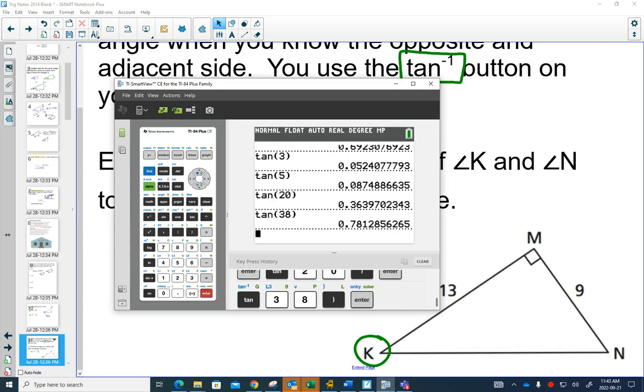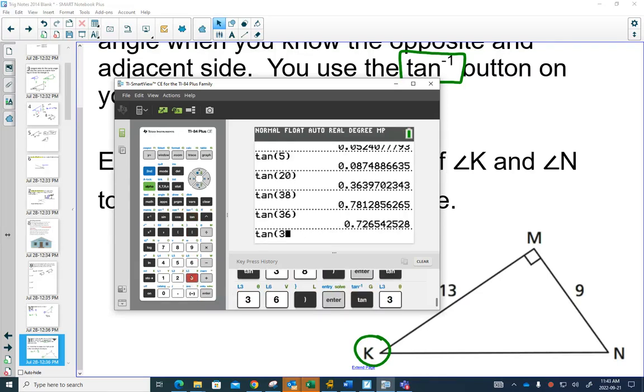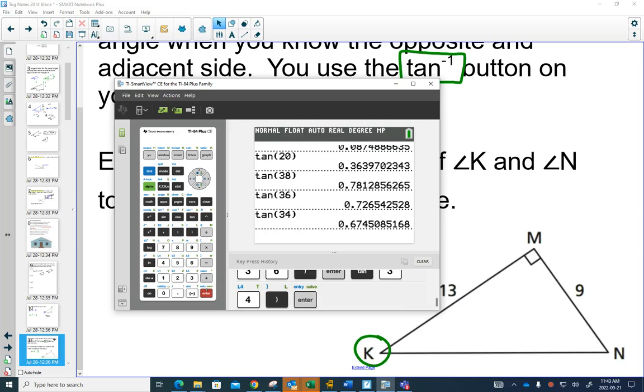38. Ooh. Do you see that he went too high? So we're going to 36. 34. Oh, we're getting closer. 32. Oh, 34 is too low. 35. 34.5. Okay. 34.6. Oh, I forgot the tan. Tan of 34.6.